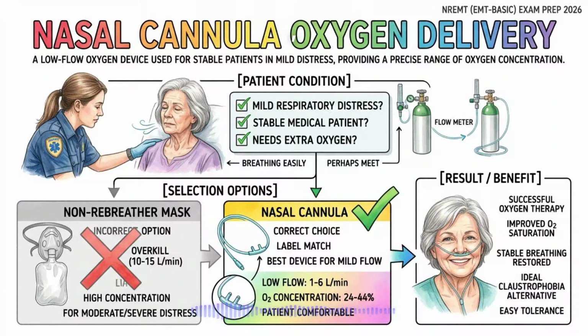For patients in mild respiratory distress, or those who simply need a little extra oxygen, the nasal cannula is the best delivery device. It features two small prongs that rest in the nostrils, delivering a low flow of oxygen between 1 and 6 liters per minute. This flow rate provides an oxygen concentration of roughly 24 to 44%, which is often enough for a stable medical patient. The nasal cannula is also the perfect alternative for patients who feel claustrophobic or refuse to wear a tight-fitting mask over their face.